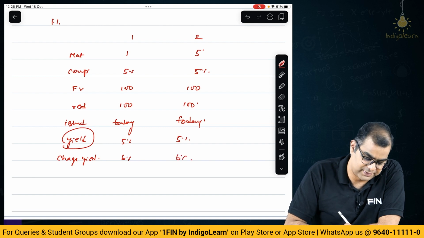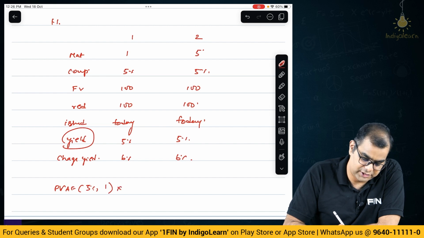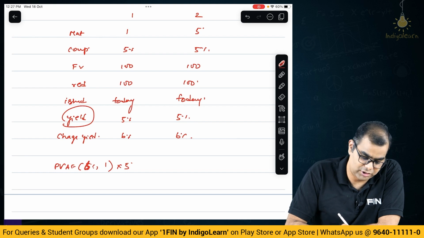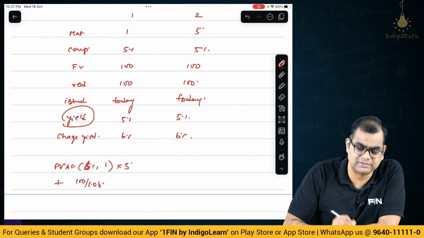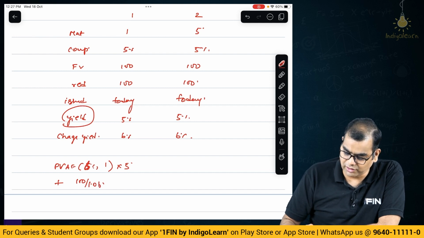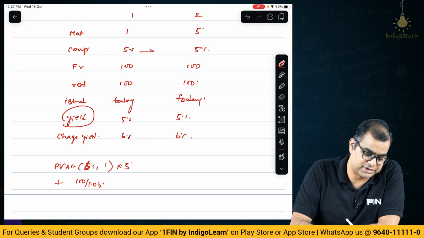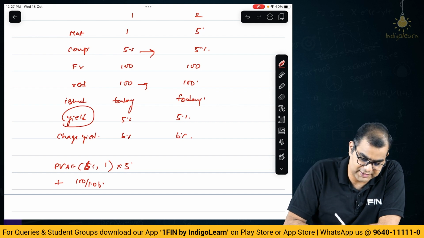What is the impact? How will you price it? Present value annuity factor at 6% for 1 year into 5, which is your coupon, and this is not 5%, this is 6%, because the changed yield is 6%, plus 100 by 1.06. Simple, right? So basically 105 by 1.06, because at the end of the period you will get 5 as coupon and 100 back as redemption value. So 105 by 1.06, the price will be 99.05.